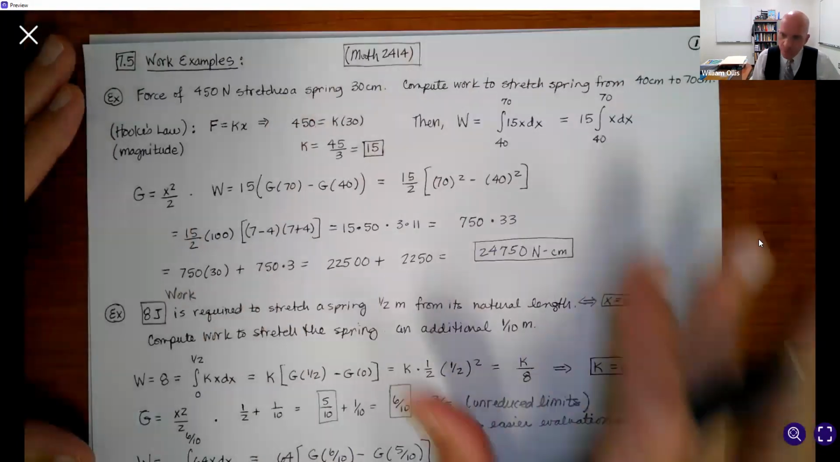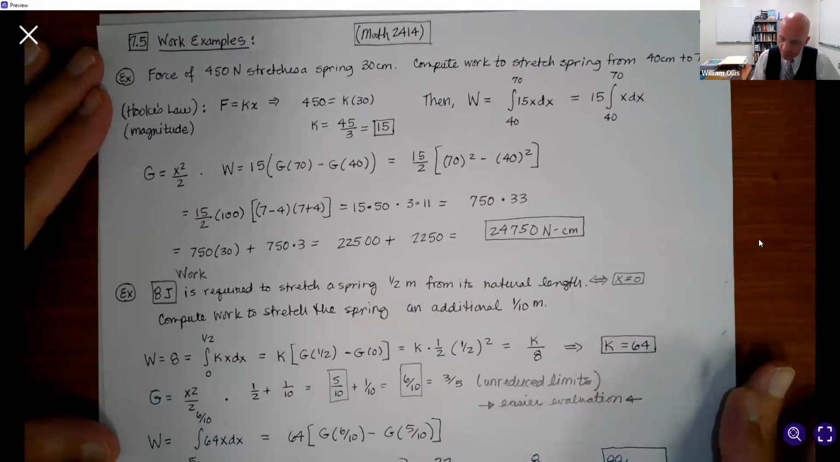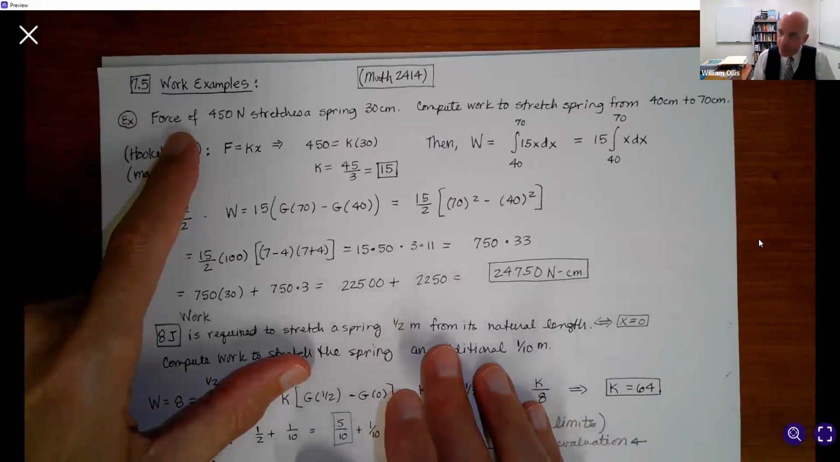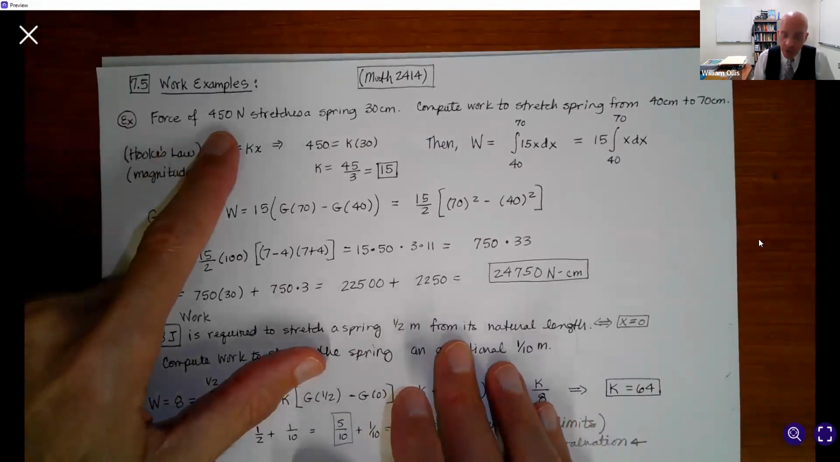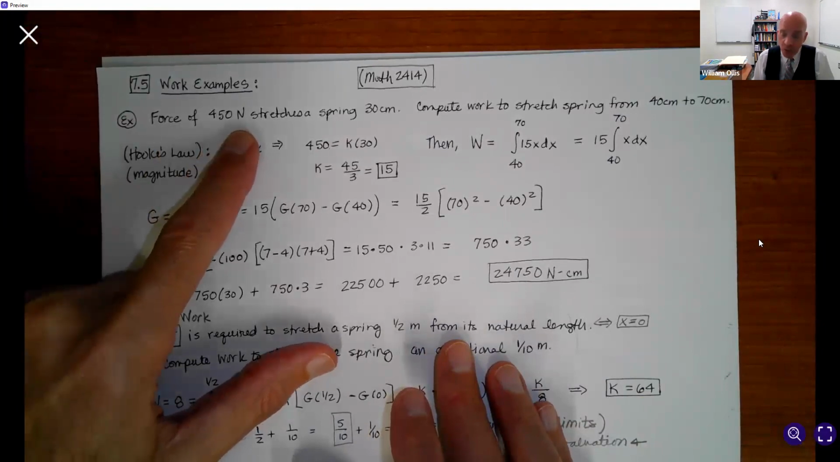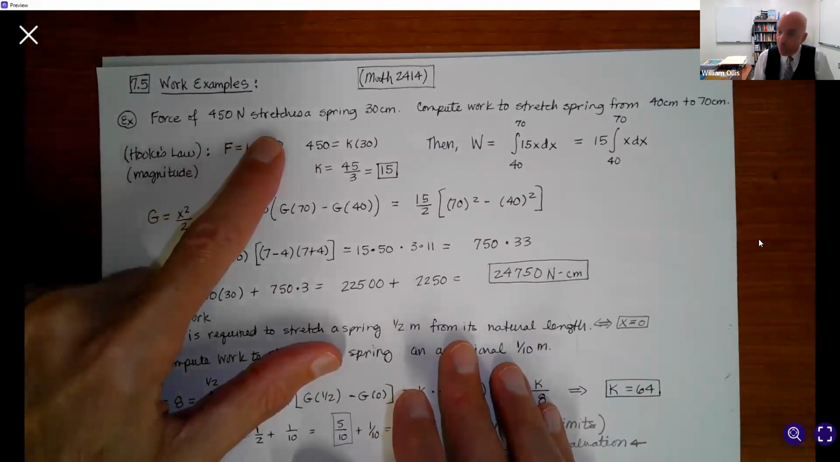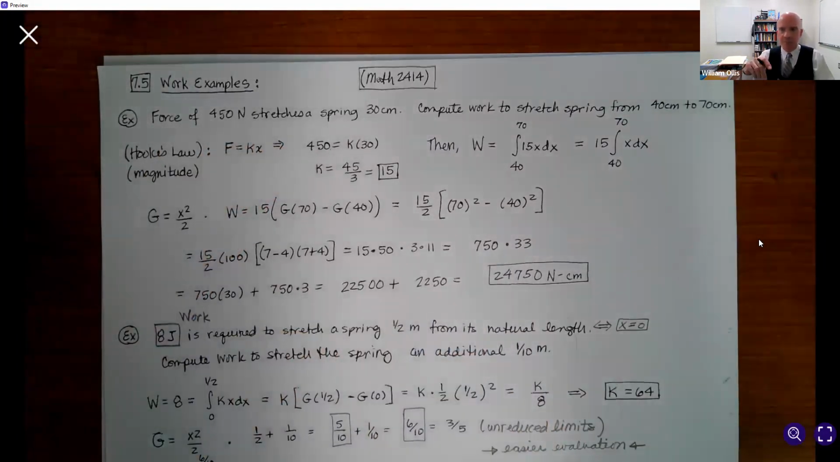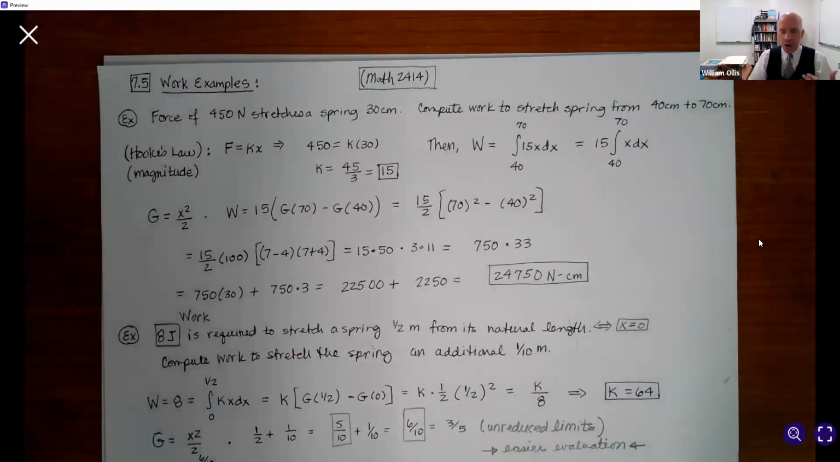Now, here are two very simple examples, but very important ones that I want to go over. The first one is as follows. It says we have a force of 450 newtons stretches a spring. Okay, you're thinking, wait a minute, this is not gravity here so much. You got a spring. So how are we going to calculate the force?